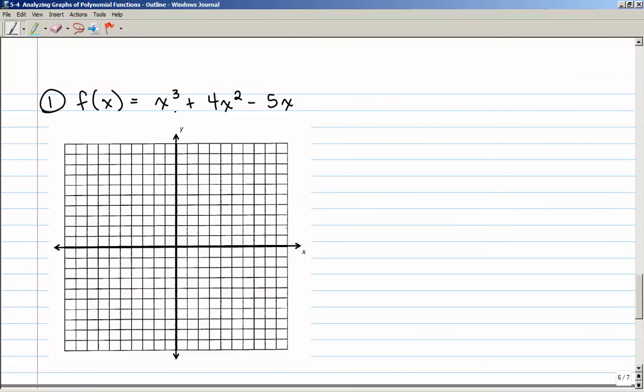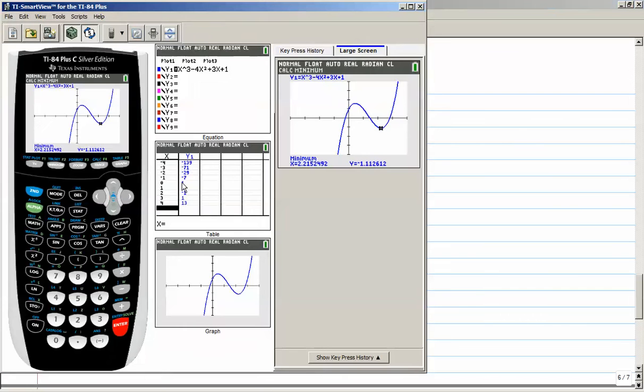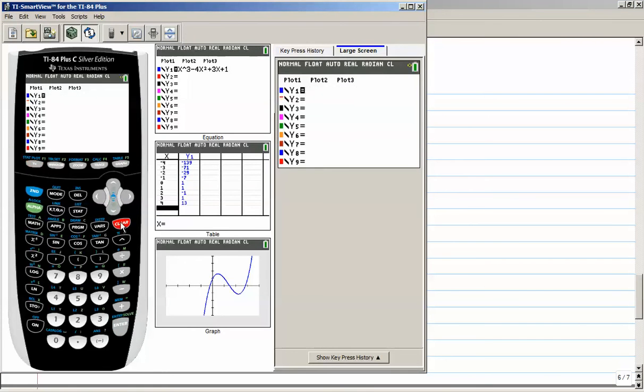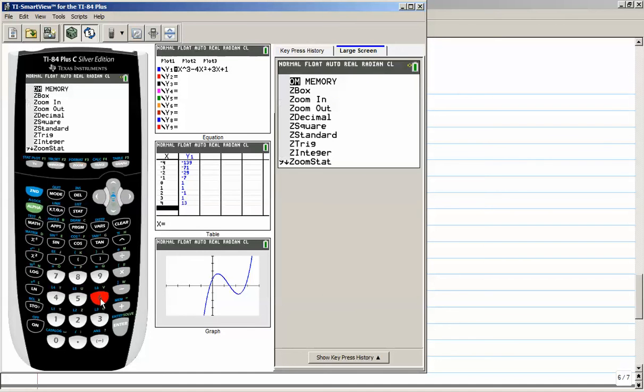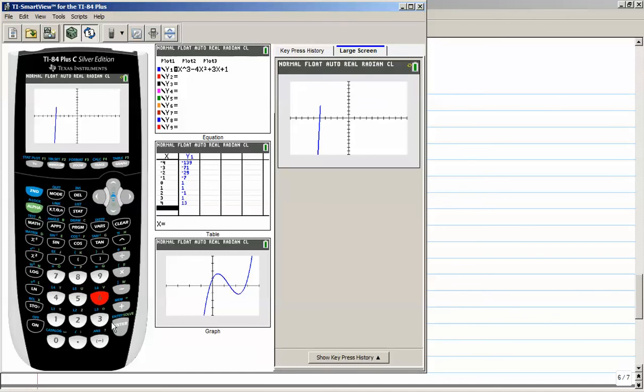f of x equals x cubed plus 4x squared minus 5x. So let's graph that on the calculator. So I'll clear this one out. So I have x to the third power plus 4x squared minus 5x, and hit graph. And actually I might need to zoom out a little bit. I'm not sure what's going on with this one here. Yeah, I can't see. So I'm going to go to, because I had made my window a little bit smaller, I basically made it a 4x4 window. I'm going to go to zoom and hit standard so I get a better view of what's going on here.